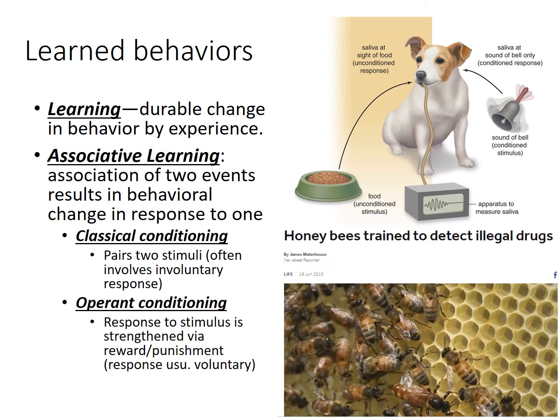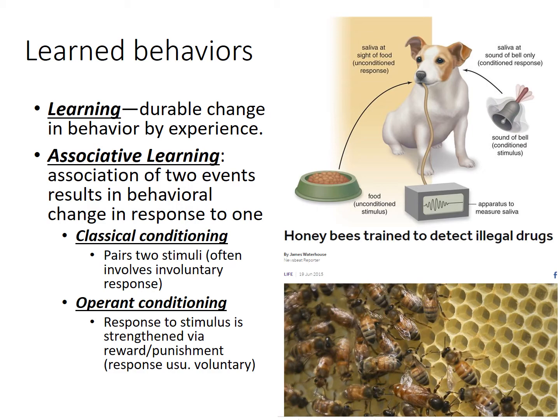Another type of associative learning is called operant conditioning. And this is maybe the conditioning or the training that you're more familiar with. So operant conditioning is when a response to a stimulus is strengthened via a reward or punishment system. And this response is usually voluntary. So with operant conditioning, you might be familiar with how you train your dog. Basically, you give your dog a reward or punish him when he does something bad or good, respectively. And when you do, that response to a stimulus is strengthened.